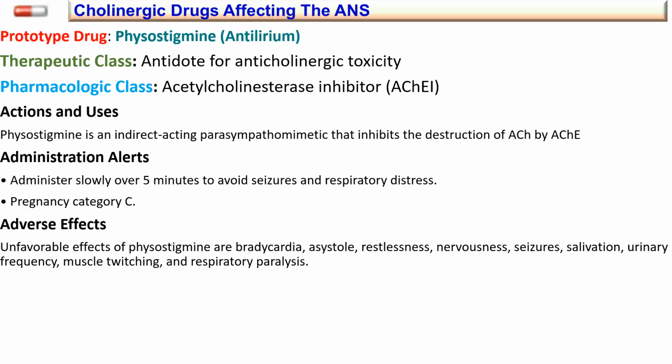Bradycardia, asystole, life-threatening dysrhythmia, restlessness, nervousness, and seizures.